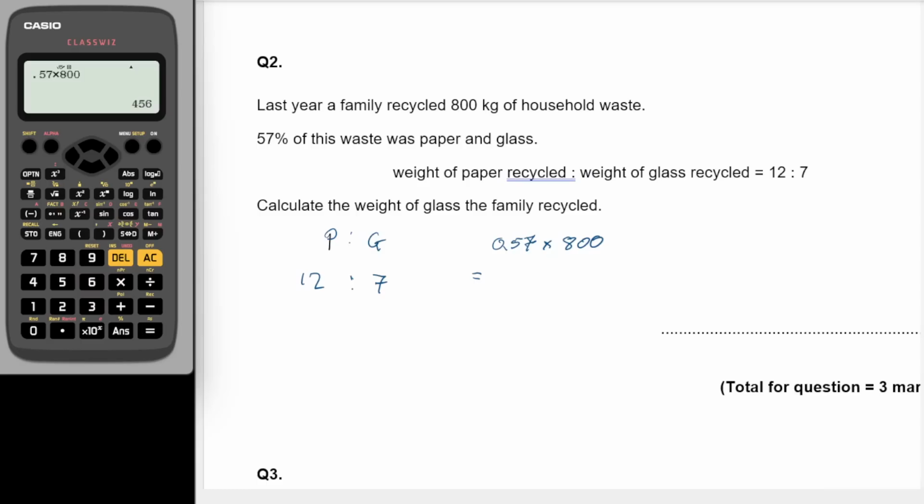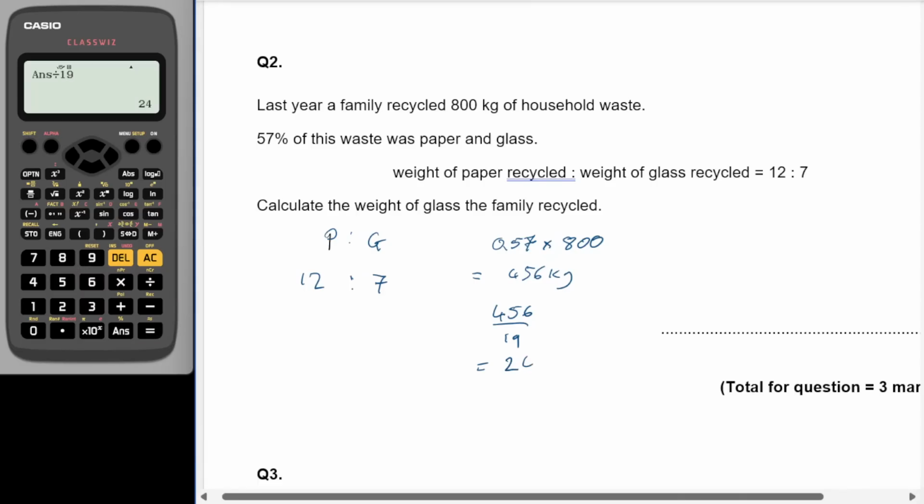So they're splitting 456 kilograms into this ratio. This ratio has got 19 parts, so if we do 456 divided by 19, that'll give us the weight for each part of the ratio. So each part of the ratio is going to be 24, and then we actually want the total weight of glass, so we want 7 times by 24.